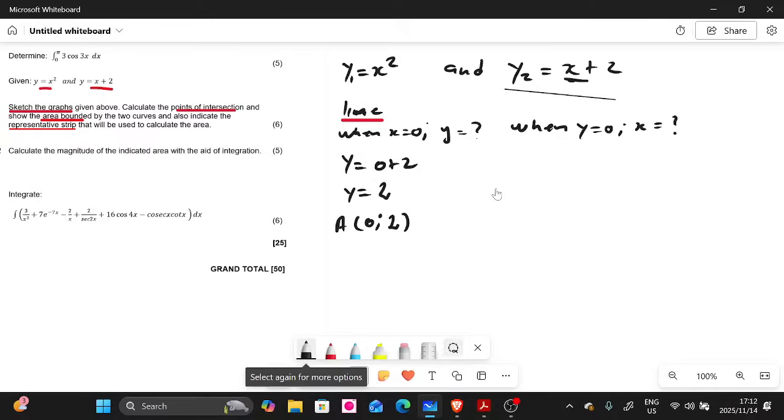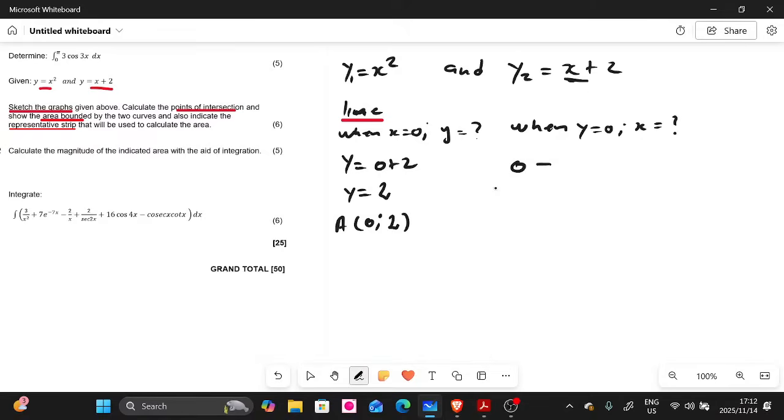Okay, let's do it. So let's substitute 0. We're going to have 0 equals x plus 2. So we know that x is going to be, if we transpose 2 to the other side, negative 2. So point B, let's call it point B, x is negative 2 and y is 0.